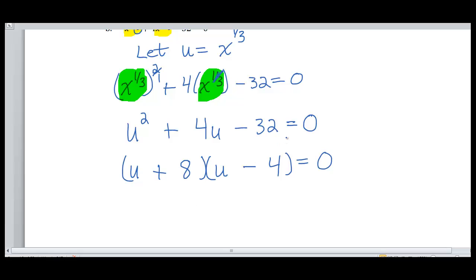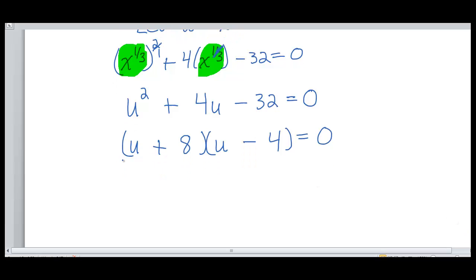I want two numbers that multiply to give me negative 32 and add to a positive 4. 8 and negative 4 definitely work. I have my two things that multiply together to give me 0. So I'm going to set them both equal to 0. Sorry, I'm going to solve for u first. u plus 8 equals 0. Let's subtract 8 from both sides. We'll get that u equals negative 8. And u minus 4 equals 0. Let's add 4 to both sides. We'll see that u equals a positive 4.